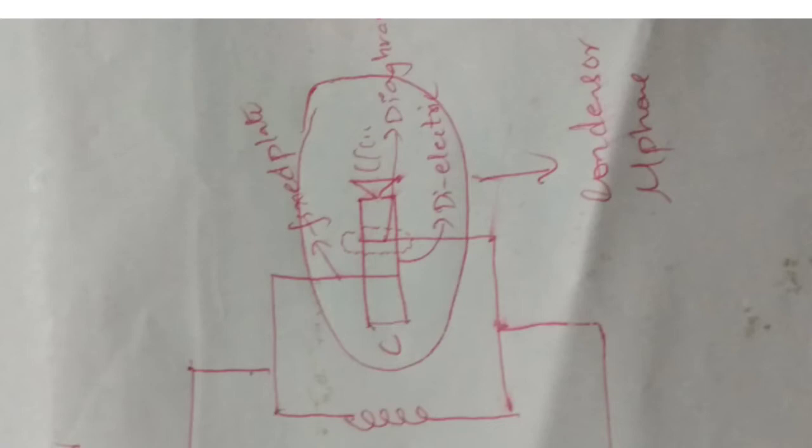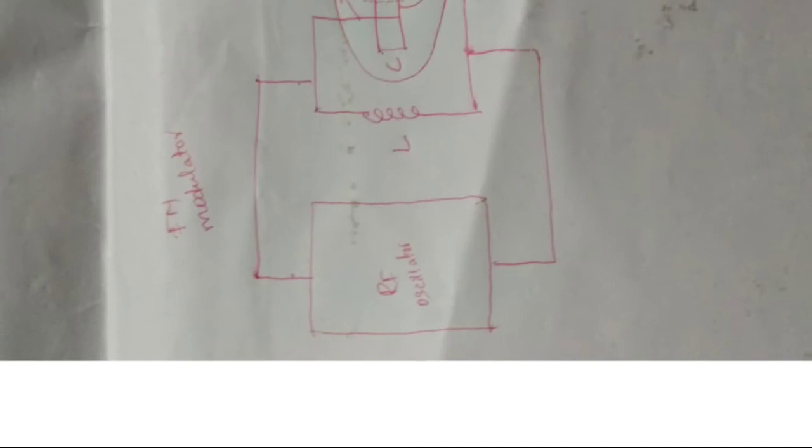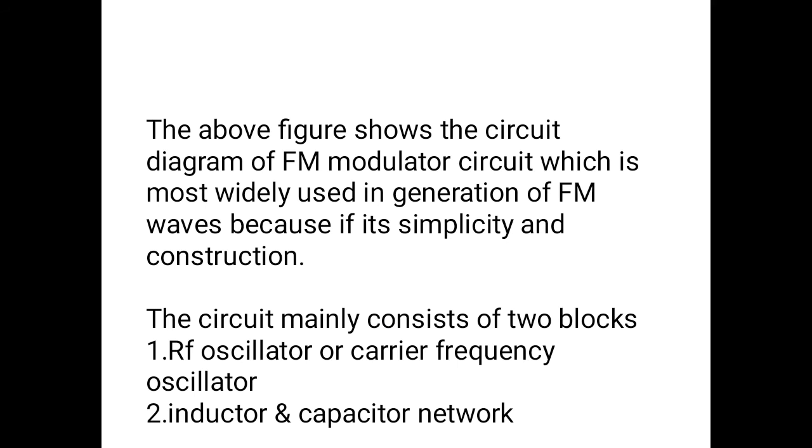Now, as you can see, one plate is fixed, the other plate is called the diaphragm, which will vibrate in response to sound waves, and you can see the dotted lines along the diaphragm, which show the vibrations of the diaphragm with respect to sound waves. And the first block contains the RF oscillator. It can also be called the carrier frequency oscillator because the range of frequencies for both the RF oscillator and the carrier frequency oscillator are the same. This is about the circuit diagram of the FM modulator. Now coming to the next concept, next paragraph.